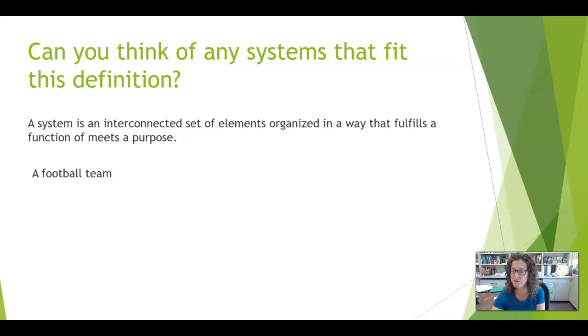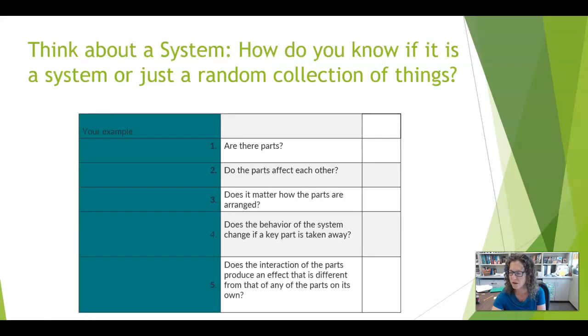For example, a football team. Is that a system? How do we know if what we're looking at is a system or just a random collection of things? We can use this tool to help us determine whether what we're looking at is in fact a system. So let's apply this to our example of a football team and counter it with a very simple example of a pile of laundry.